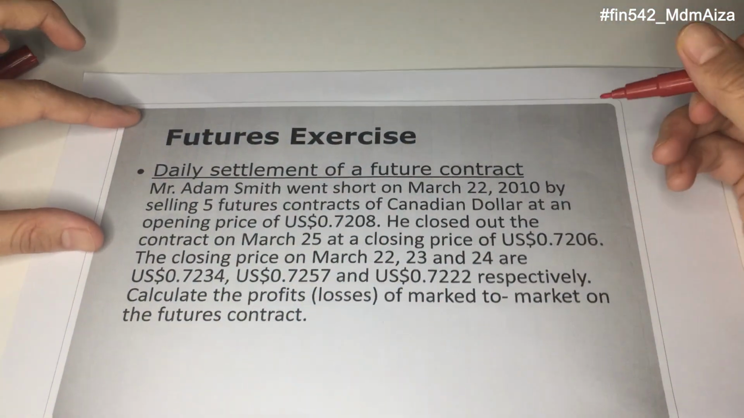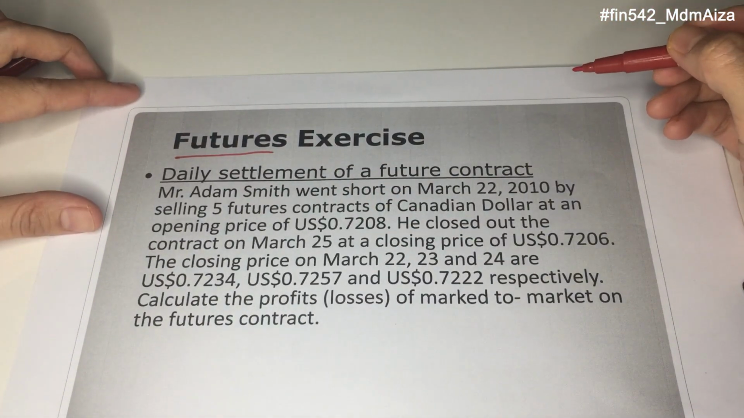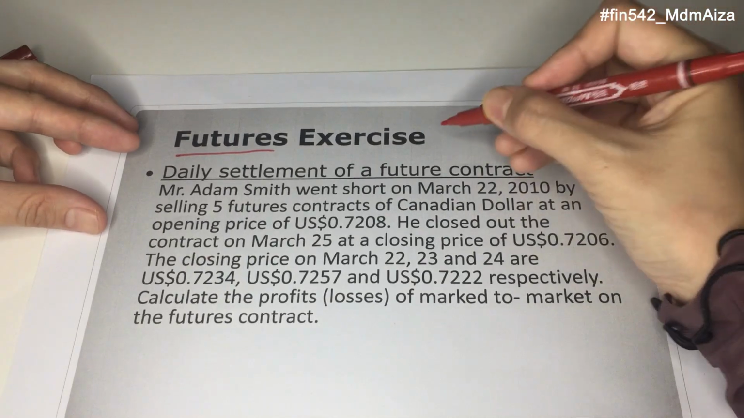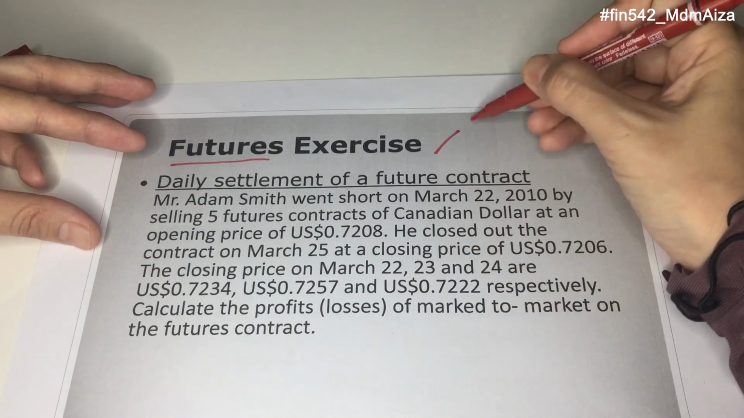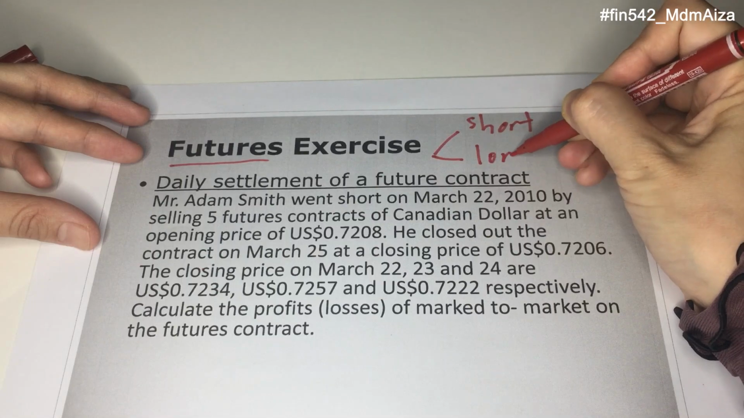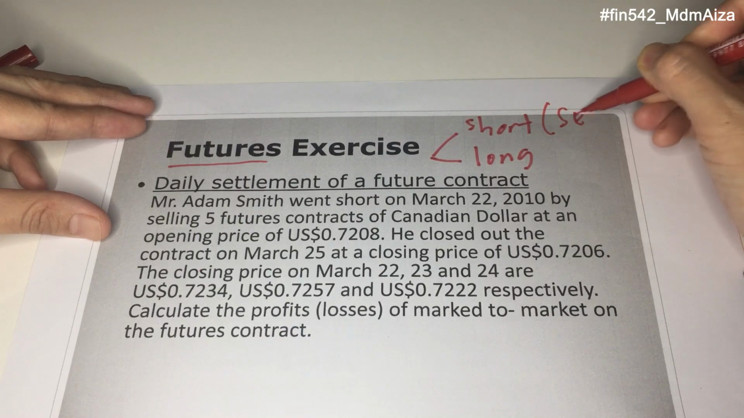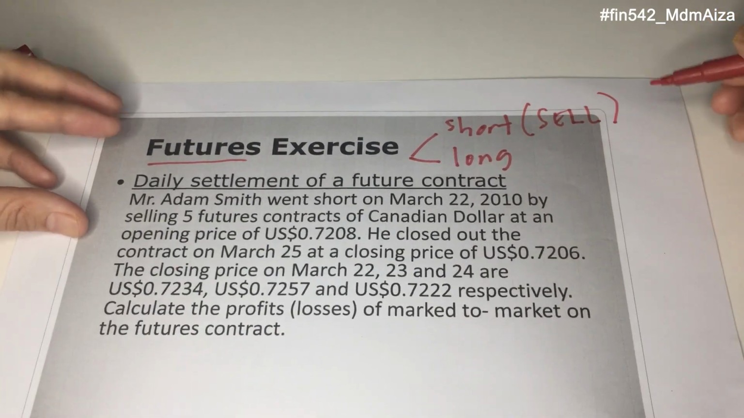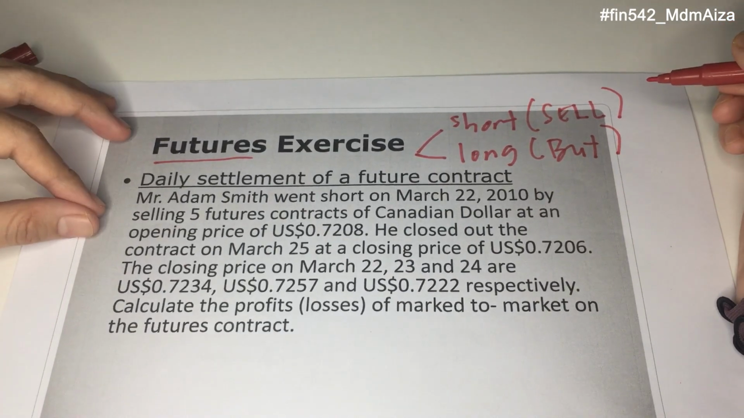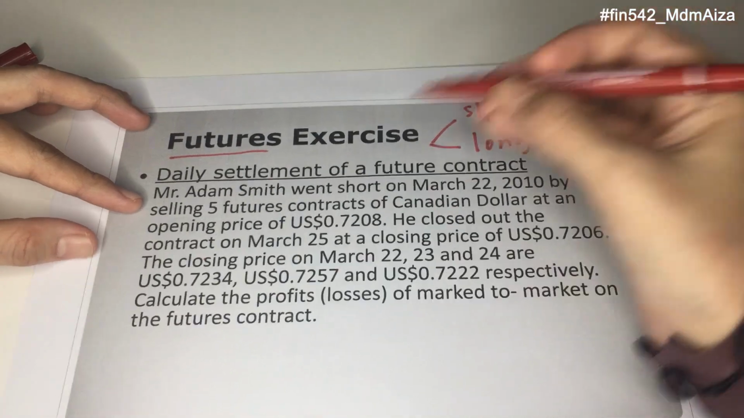Okay, this is an example of a question for futures. Students, for futures we have two types. You need to identify whether the question asks you to perform a short contract or a long contract. What is short for? Short is for a sell and long is for a buy. Now let's have a look at the question for a short, which is a sell.